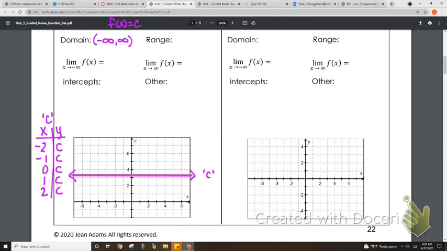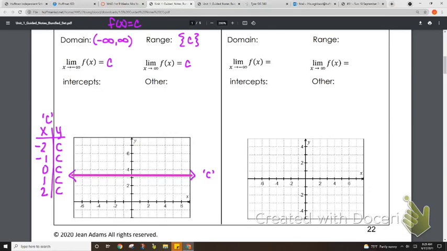But your range, does it keep going down? It does not. Does it keep going up? It does not. It's only that one y value. So therefore our range is just whatever that constant is, whatever our c value is. Then talking about end behavior, the limit as x approaches negative infinity. That means as our graph goes to the left, our y value is going to stay the same. It's just our c value. The limit as x approaches positive infinity, as we go to the right, that y value is going to stay the same as well. So f of x equals our c value.